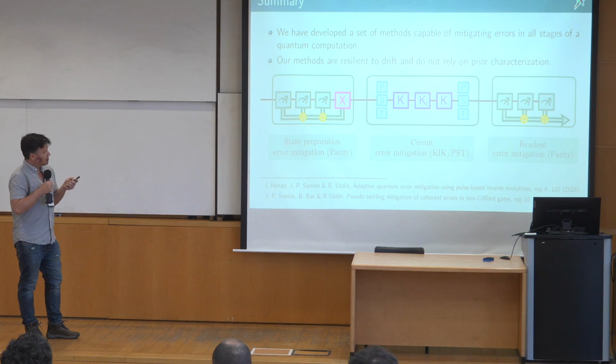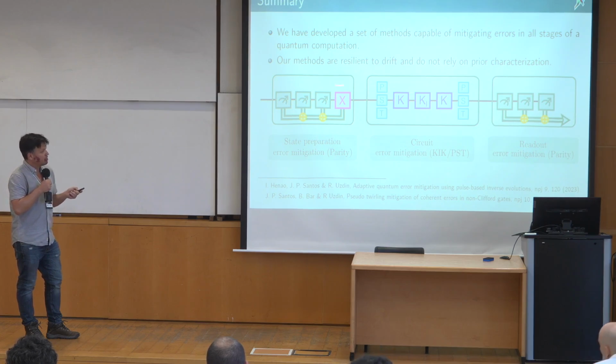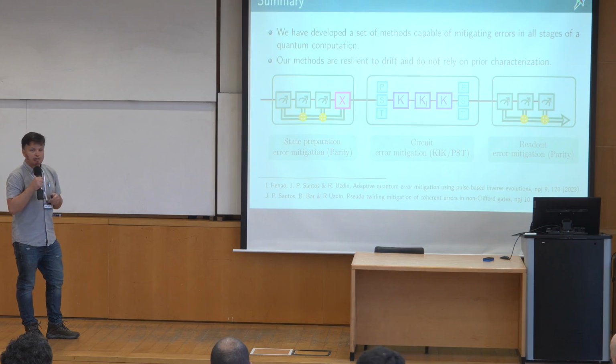So just to summarize, now we have in our group this collection of techniques to do error mitigation, where we can mitigate error in the initial state preparation, in the final readout measurements, and in the circuit itself by using the SKIC and PES-CT techniques. These techniques can be used, of course, for dynamical circuits, which is also very cool. And what I think is very important to point out is that with these techniques, we don't rely on a previous characterization, and they are also resilient to drift in the error. So yeah, that's it.